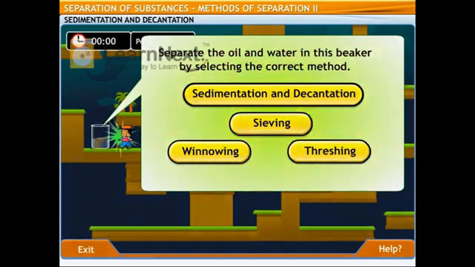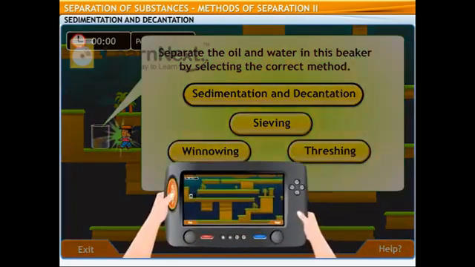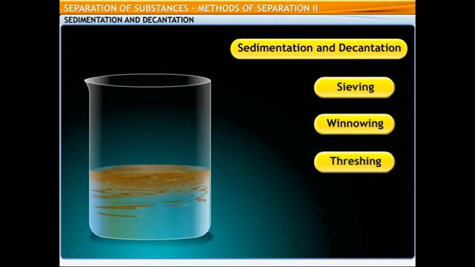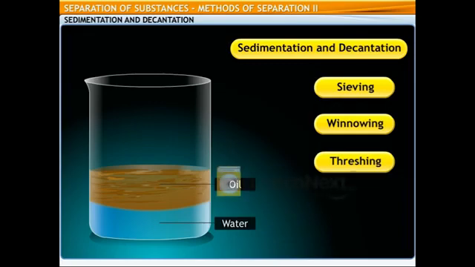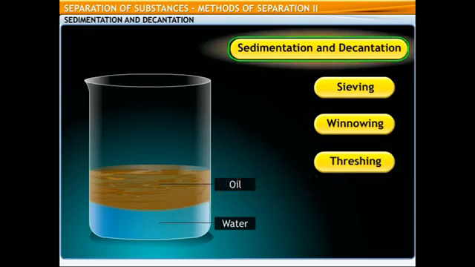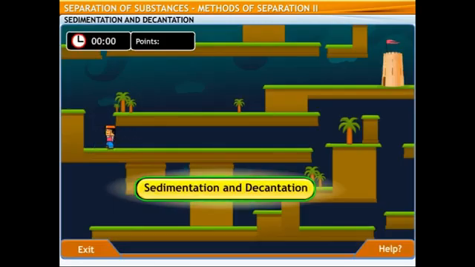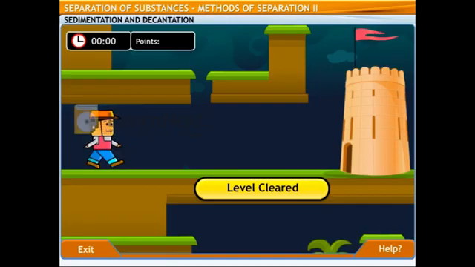Separate the oil and water in this beaker by selecting the right method. Water is heavier than oil, so it should settle at the bottom if I leave it alone for some time. It's settling at the bottom and the oil is at the top. Now the oil can simply be poured out of the beaker. This means the process to separate water and oil is sedimentation and decantation. Yes, level cleared.